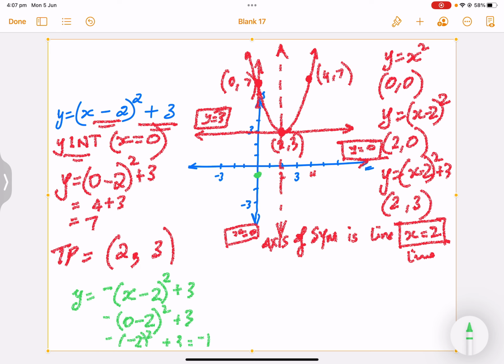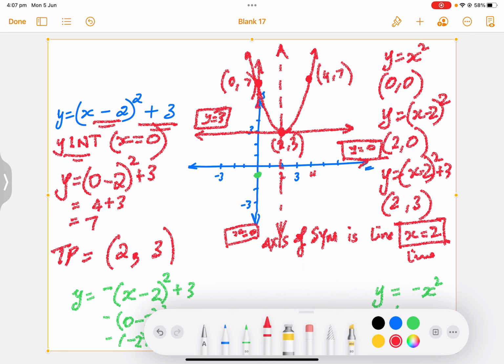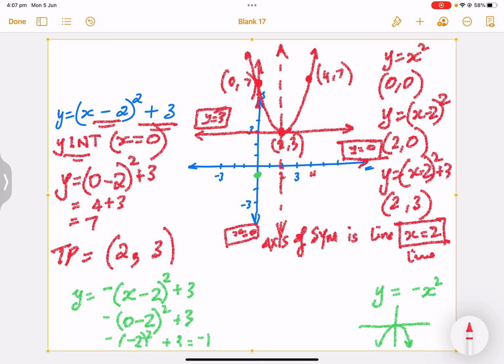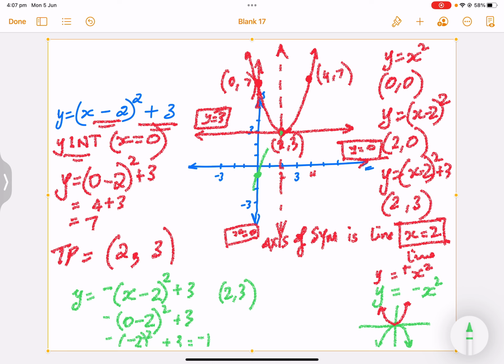Because of that negative, y equals negative x squared looks like this. y equals positive x squared looks like that. It's like a happy graph. y equals negative x squared is a sad graph. And so just make sure you're still going to be turning at 2, 3. It's just that it's going to look like that instead.